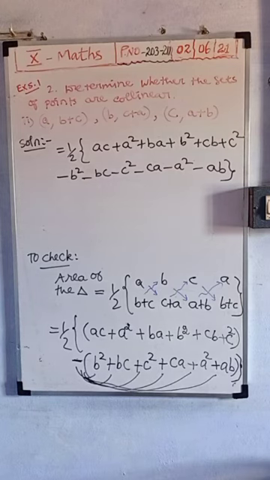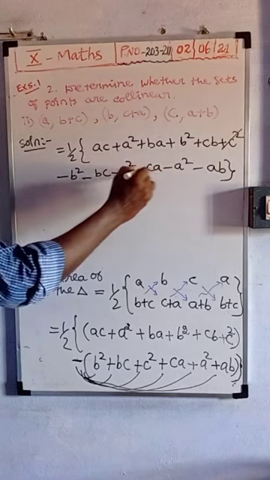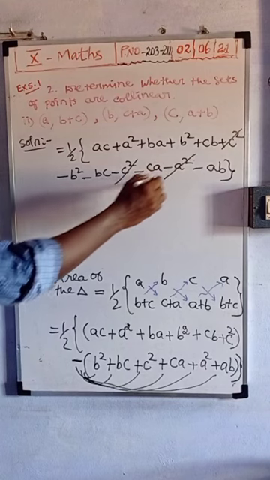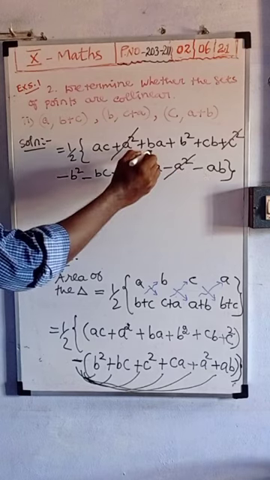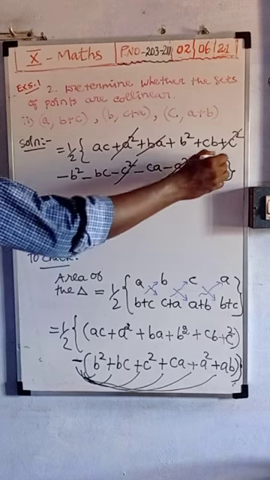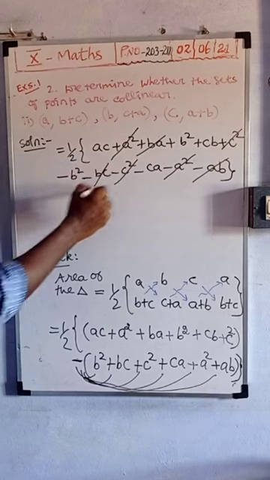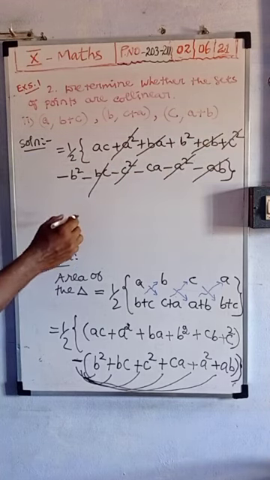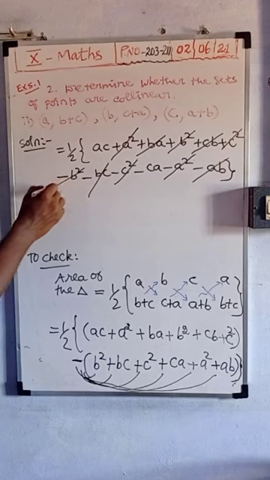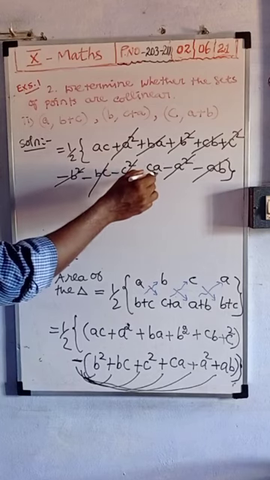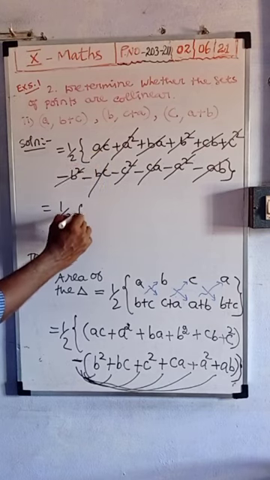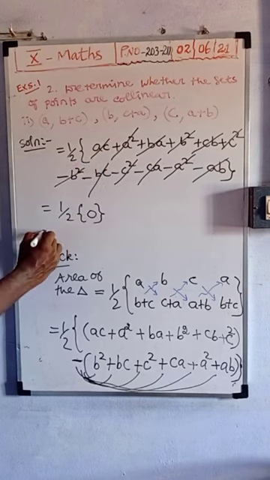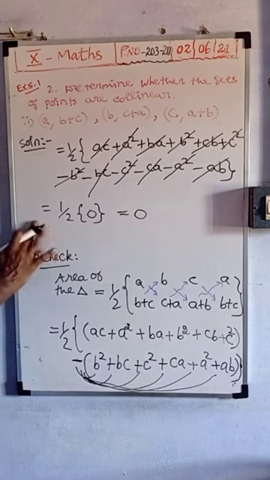Now you check it, and if anything cancels, you cancel it. C squared minus C squared cancels. Minus A squared plus A squared cancels. Next, minus AB plus BA, AB and BA are the same, so these two cancel. Minus BC plus CB cancels. Next, plus B squared minus B squared cancels. Plus AC minus CA, both are also the same. Everything will get cancelled, so half of everything cancelled means 0. Half into 0 is 0. Therefore, the area of the triangle is 0.